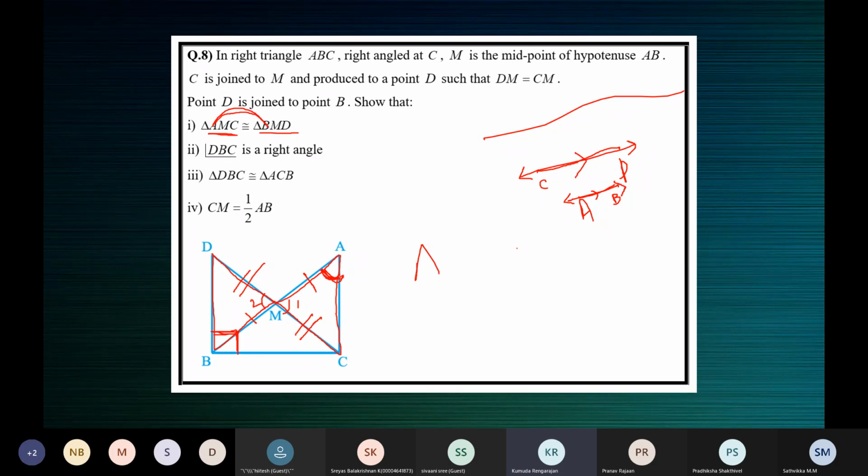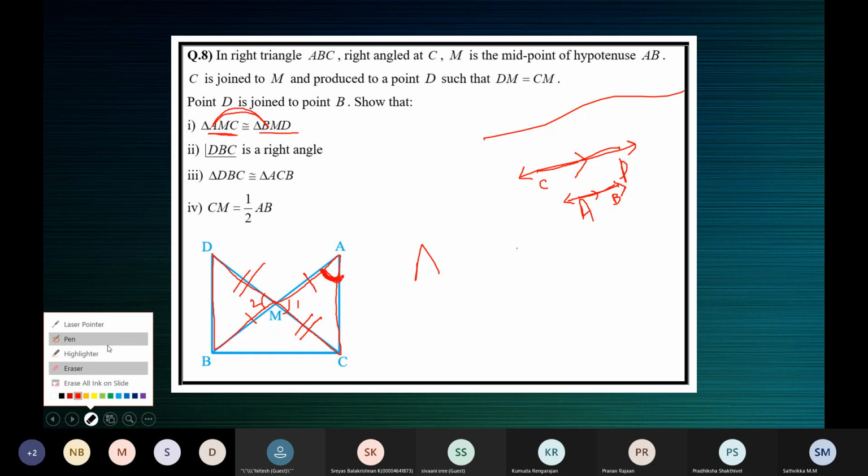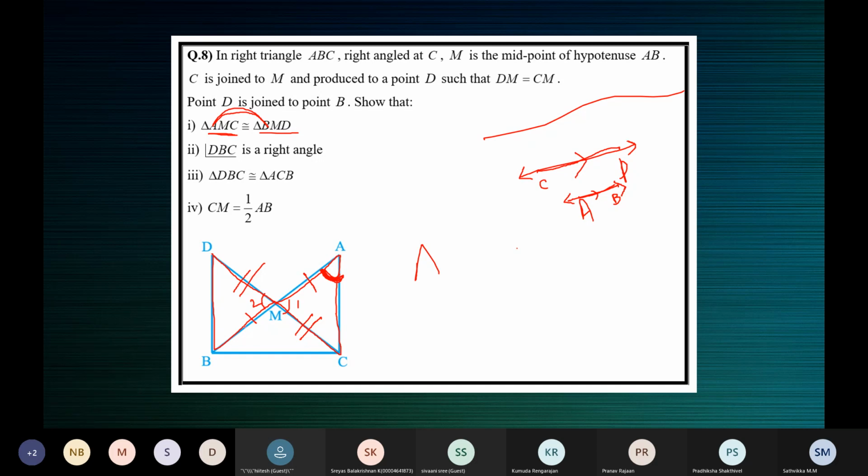This is vertex A of triangle AMC. And this is vertex B of triangle BMD. This is the triangle BMD. So vertex B is only this part.